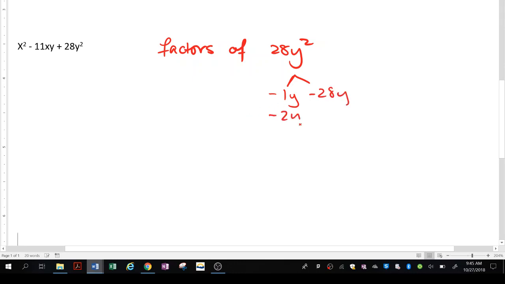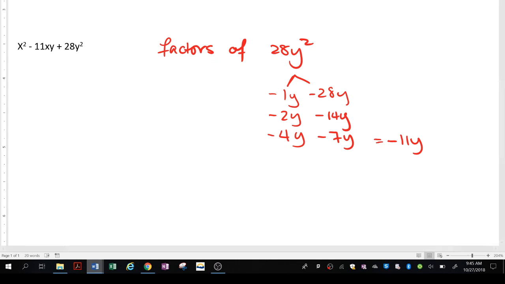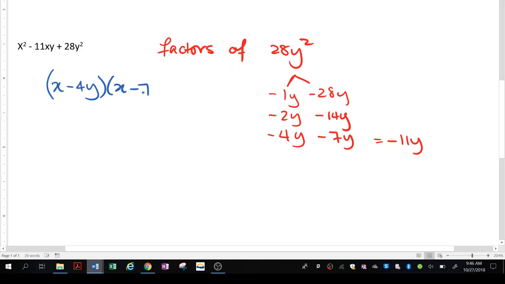So negative 1y and negative 28y. We also have negative 2y and negative 14y, and negative 4y and negative 7y. And you'll notice that these two factors here sum to negative 11y. So these will be our two factors for our binomial, for our values for m and n. So then our factors here become x minus 4y, x minus 7y. And again, we can double check that by FOILing again.